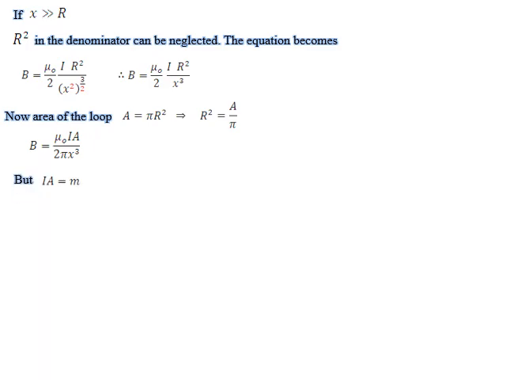And just substitute m instead of I into a. So B is equal to mu naught m divided by 2 pi x cube. This is the equation for magnetic field that you can use in the numericals. If you multiply and divide by 2, you will get B is equal to mu naught 2m divided by 4 pi x cube, or mu naught by 4 pi into 2m divided by x cube. This is for a complete loop.